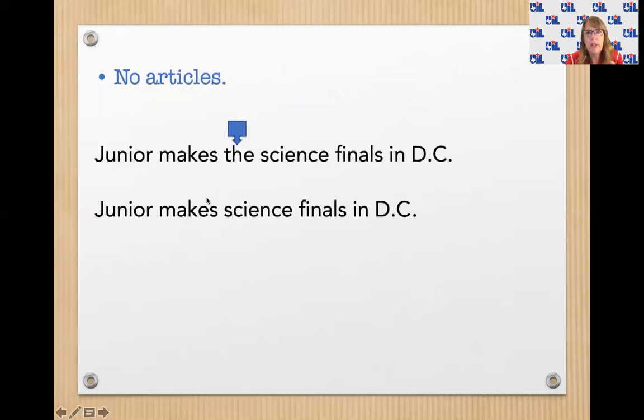No articles, no a, an or the. Now in a main headline, you have more wiggle room. You can break a little bit more rules if you're doing a play on words, and I think you'll see some later that do that. It's your creativity, and that's okay there. But in the regular news part of the headline, we don't want those articles. Junior makes the science finals in DC. We don't need the, but we do need the C for DC. It's important. We can't just say finals in D. So we want to take out the. I put a little arrow here in case you didn't know what the article was. Junior makes science finals in DC. That's what we want to see.